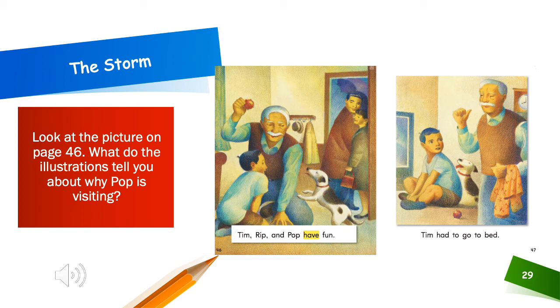Before we move on, I have a question for you. Look at the picture on page 46. What do the illustration or the picture tell you about why Pop is visiting? Pop is visiting because it looks like Tim's parents are going out for the evening. So Pop is babysitting Tim.